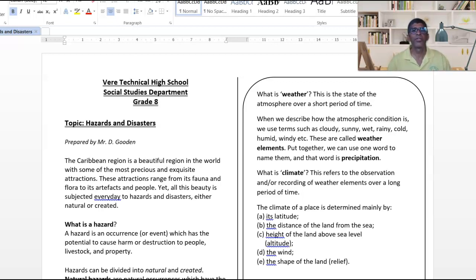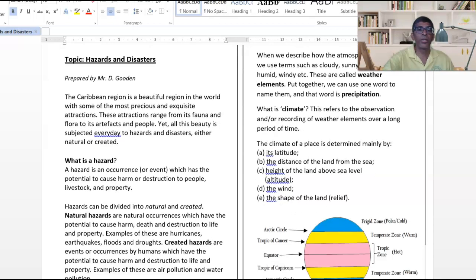The Caribbean region is a beautiful region in the world with some of the most precious and exquisite attractions. These attractions range from its fauna, which has to do with animal life forms, and flora, which has to do with plant life forms, to its artifacts and people. Artifacts here has to do with historical relics. Yet all this beauty is subjected every day to hazards and disasters, either those that are created by nature or those that are created by you and I. Hence you have the created and natural. So what are natural hazards?